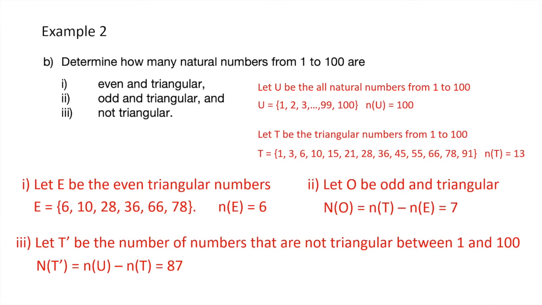So if you look at part one now, we want to find the values that are even and triangular. Well, just based upon our set of triangular numbers, we can count the even numbers, and we've generated the set E to be these even triangular numbers, and we can see that there are 6 elements, which means that the number of even triangular numbers is equal to 6.